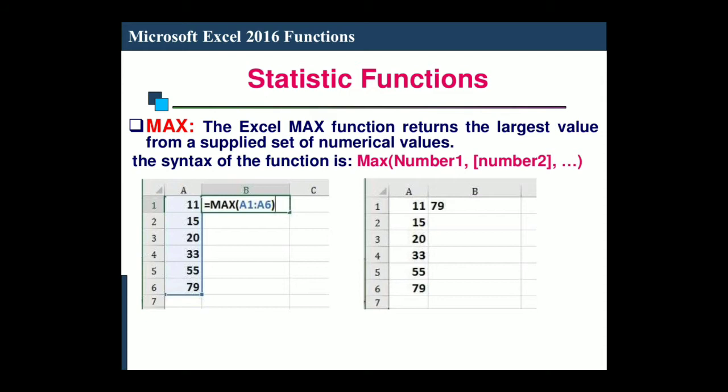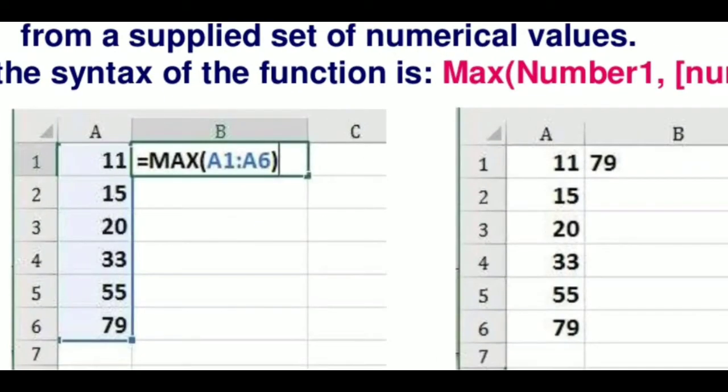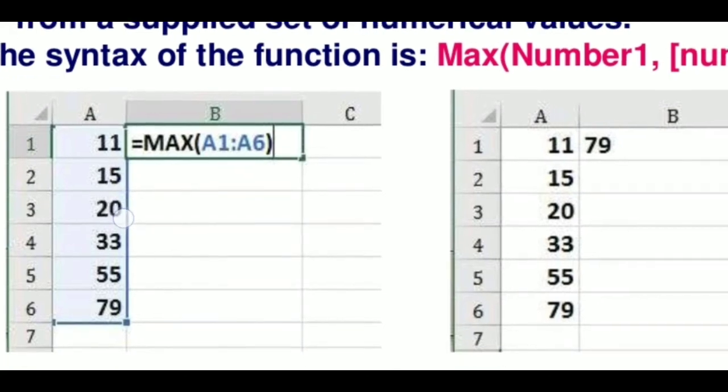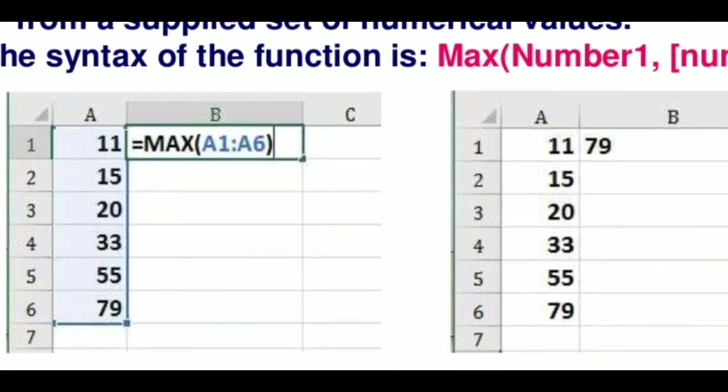After that write start bracket and range of cells, then press enter key. In this way you can see the first method is like this here. This is the range from A1 to A6. Total values 11, 15, 20, 33 and 55, 79.